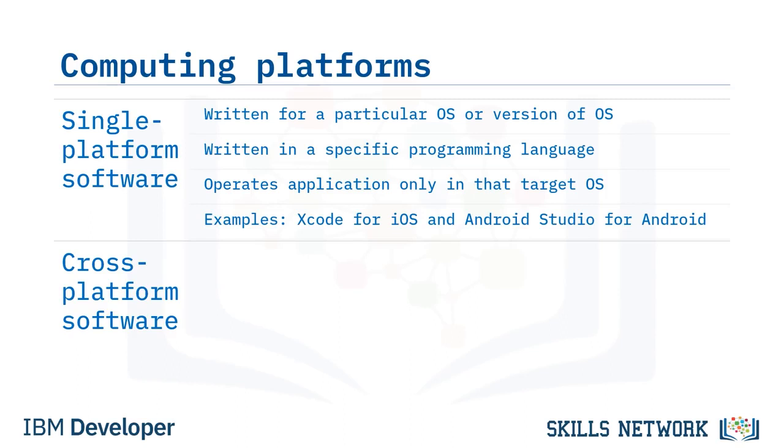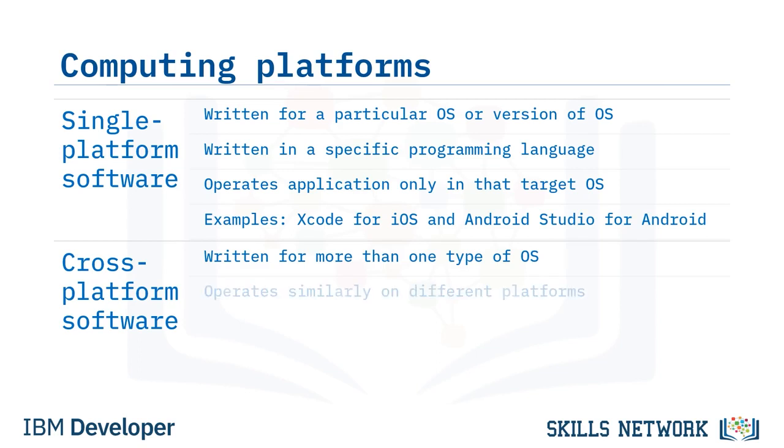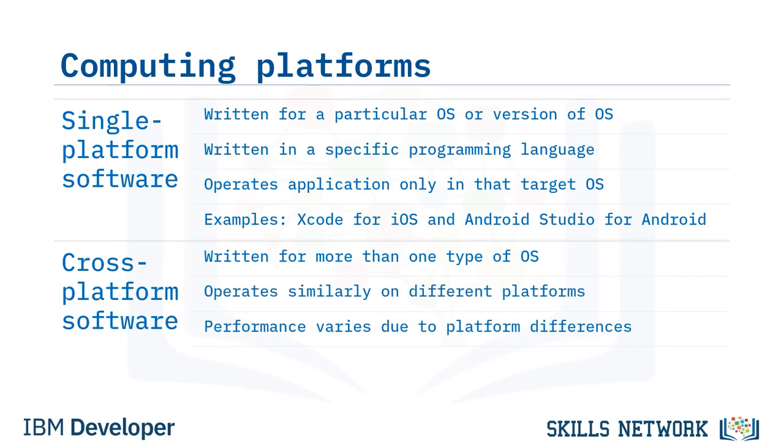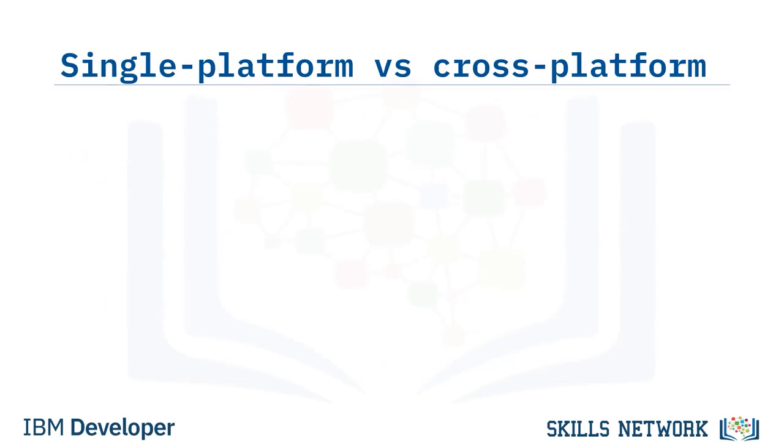However, cross-platform software is different from single-platform in several ways. It is written for more than one type of OS. Applications across devices and operating systems operate the same or similarly regardless of the computing platform. Performance of the software varies due to platform differences. And some developers use applications like React Native and Xamarin for cross-platform software development. Before creating a single-platform or cross-platform application, developers must weigh the pros and cons.